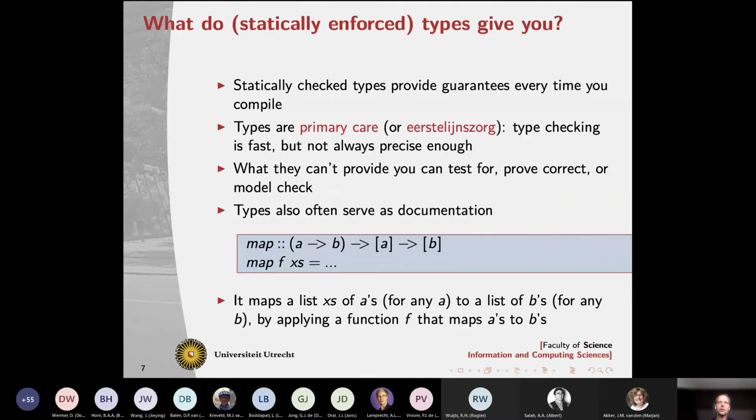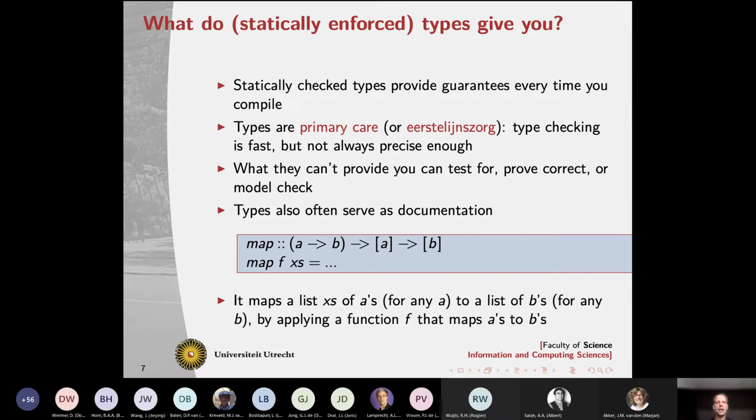So what do statically enforced types give you? Well, they give you, like I said, guarantees every time you compile, but they are only primary care, or what we call in the Netherlands, eerste lijnzorg. So it's fast, and it catches a lot of mistakes, but it will not typically catch all your mistakes. But because it's fast, that's okay. If there are still properties that you cannot really guarantee with your types, you can still write tests, you can still prove your program correct, or you can still apply model checking.